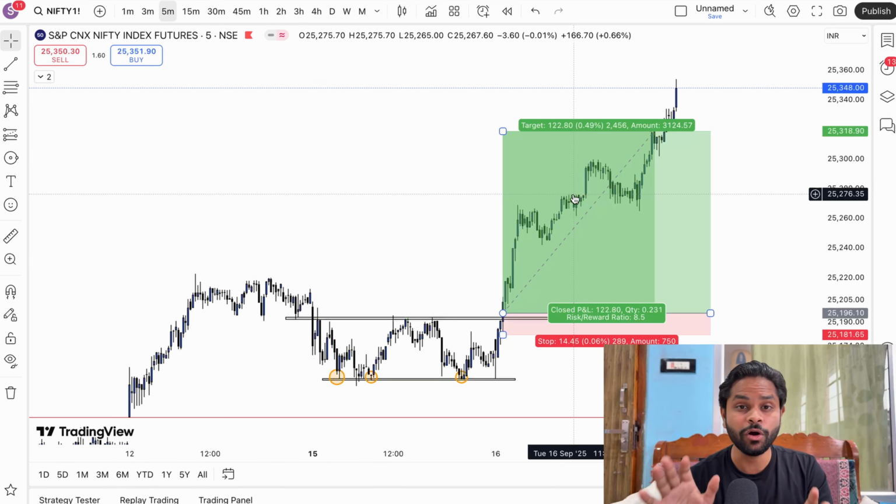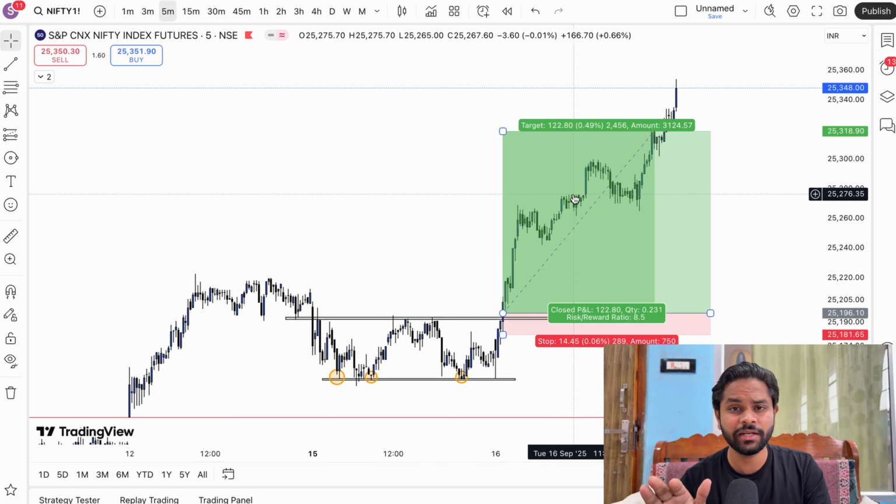By the way, if you have not watched my video on how to find support and resistance, click the link in the description and you will find the video. In that I have explained very clearly how to find a support and how to find a resistance in the market. So if you observe this chart, I just marked the support and I marked the low. From there, the market gave a 150-point rally, and I was able to capture this much profit.